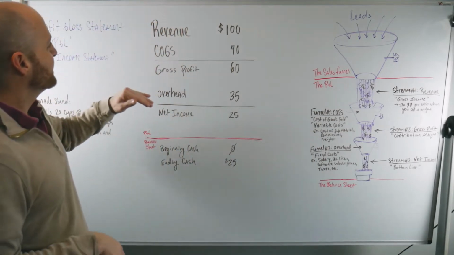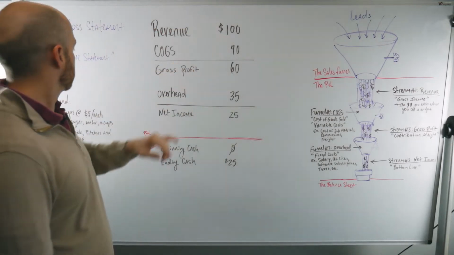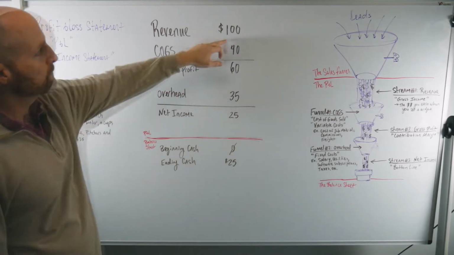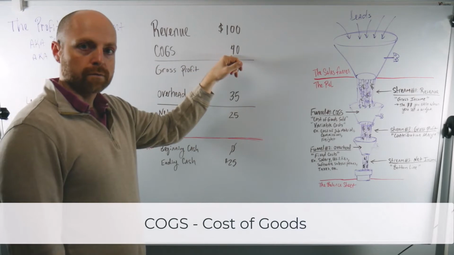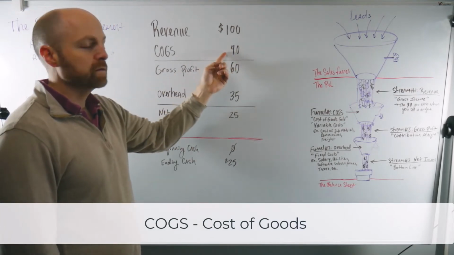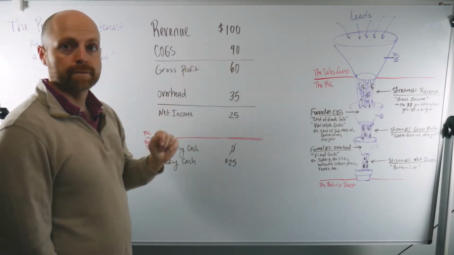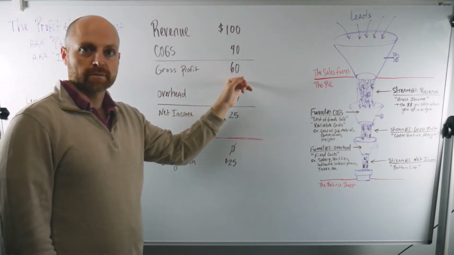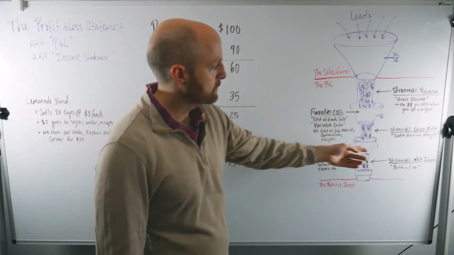And so here's what it looks like on a P&L whenever it flows through. You've sold 20 cups for $5 a piece, so 20 times 5. And you've got 20 cups times $2. That comes to $40. This is a 40% cost of goods percentage of revenue. That leaves you with a gross profit of $60, right? So this is what you might call contribution margin here.